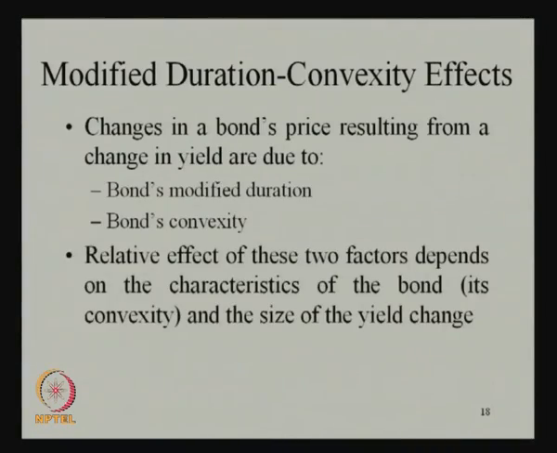Then how can we calculate these effects? If you observe, changes in the bond's price resulting from a change in yield are basically due to the bond's modified duration and the bond's convexity, which we have already observed. The relative effects of these two factors depend on the characteristics of the bond, that means the coupon, the yield, etc., and the size of the yield change. We can conclude that convexity is desirable to get the return from the market or to maximize the benefits from the bond investment.